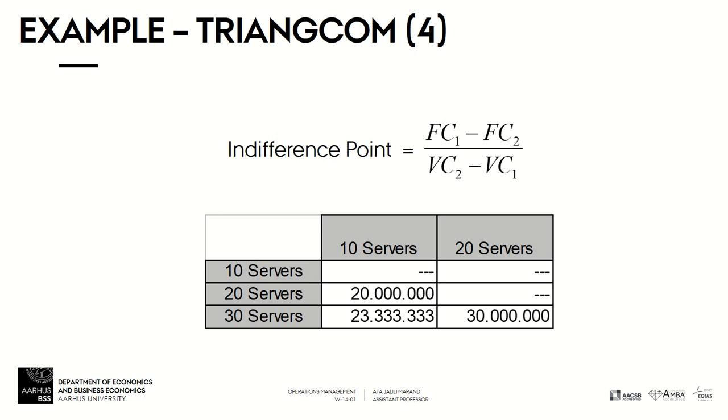For each pair of alternatives, we can calculate the indifference points, and these are the numbers that we will get.